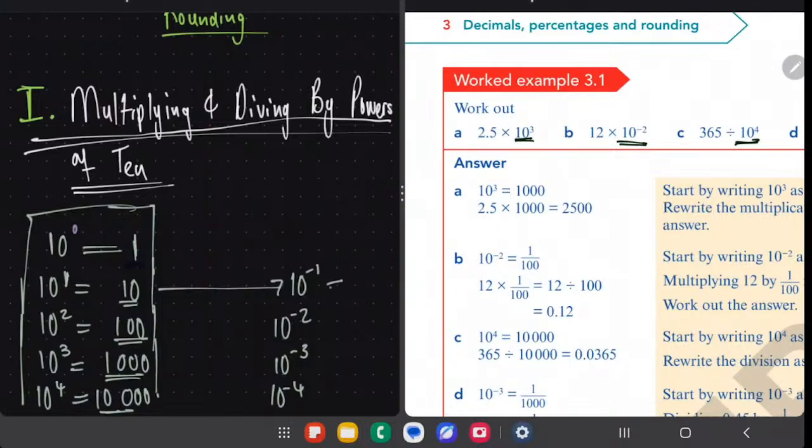But 10 to the negative 1 now. It's still the same thing, but you now put them in the denominator. So 10 to the power 1 means there is 1 zero, but in the denominator. So it's a 1 over 10. Here there are 2 zeros, but in the denominator. So it's 1 over 100. 10 to the 3, it's 1 over 1,000. 3 zeros. 10 to the 4, 1 over 10,000. 4 zeros. Are we together?